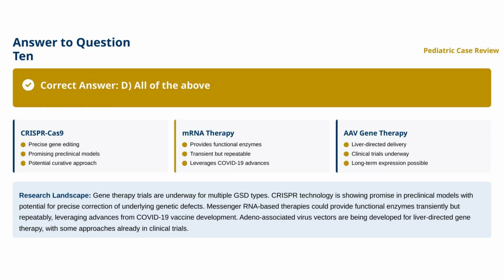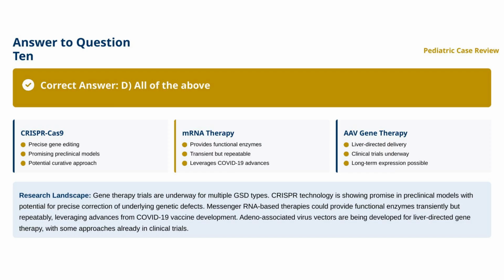Gene therapy trials are underway for multiple GSD types. CRISPR-Cas9 technology is showing promise in preclinical models, offering potential for precise correction of underlying genetic defects. Messenger RNA-based therapies could provide functional enzymes transiently but repeatably, leveraging advances from COVID-19 vaccine development. Adeno-associated virus vectors are being developed for liver-directed gene therapy, with some approaches already in clinical trials.